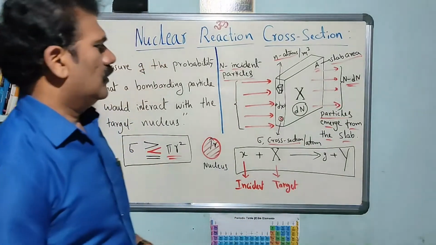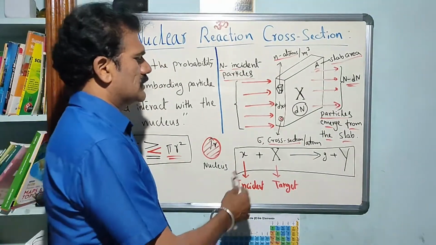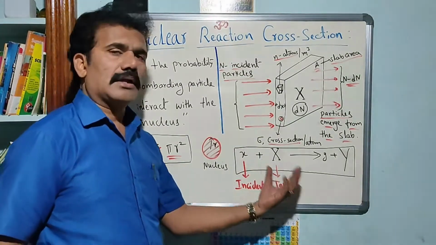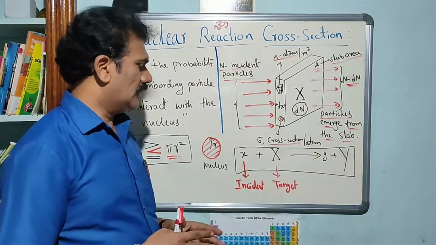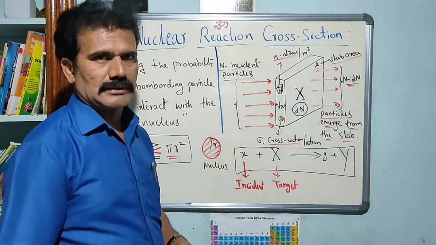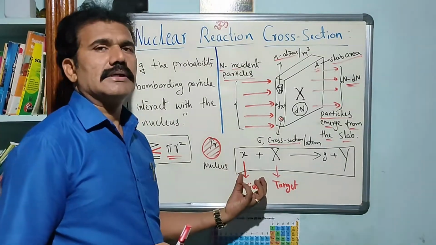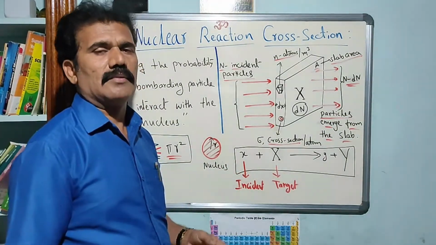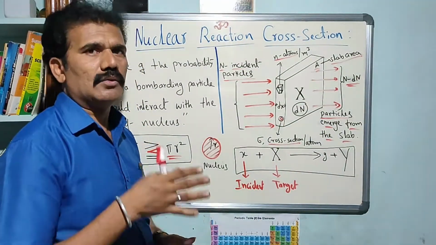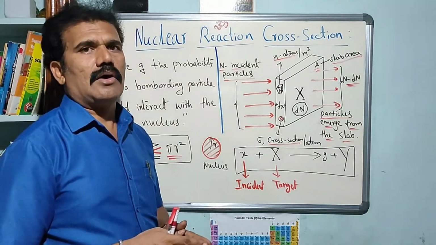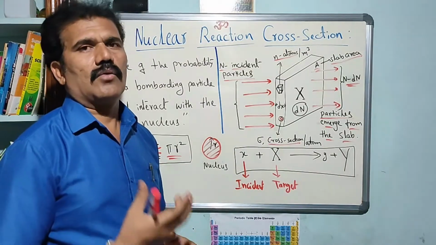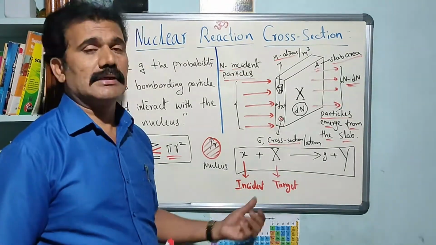Now in this reaction, what is the role of the incident particle? Its role is to react with the target. Sometimes all of the incident particles may interact with the target to give the nuclear reaction, and sometimes only some of the particles interact with the target. Some of the particles will just go out without any nuclear reaction. So you have to measure how much of the nuclear reaction has happened due to the incident particles.